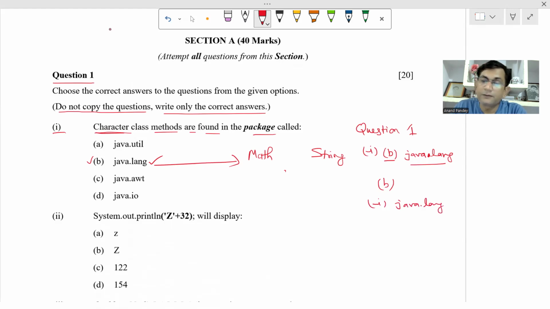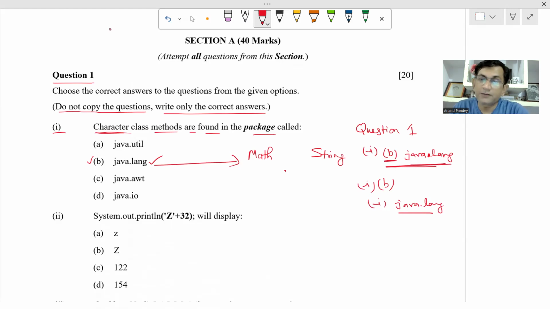If you're writing the option, then marks will also be given. If you're writing only java.lang, then marks will also be given. But I am telling you the proper way to write, so that marking will be done without any confusion. There will be no chance to deduct marks, meaning human errors. So marks will not be deducted because of any human error.